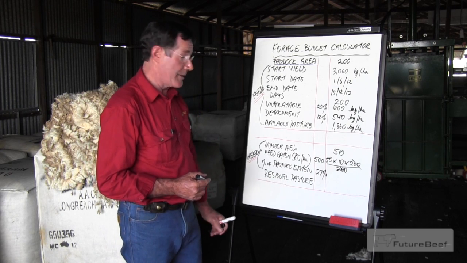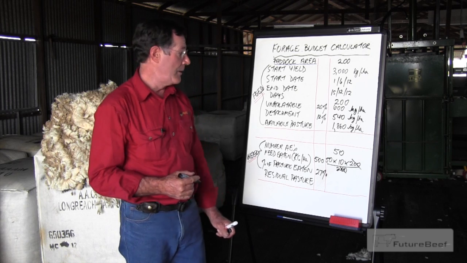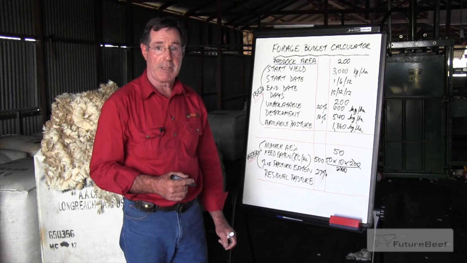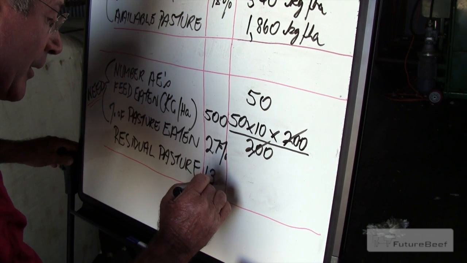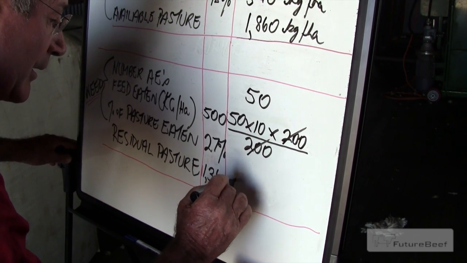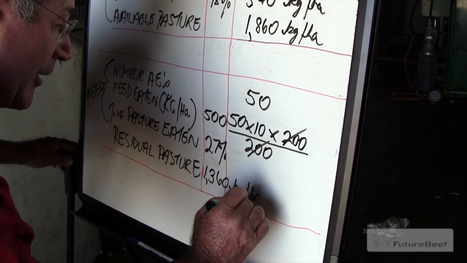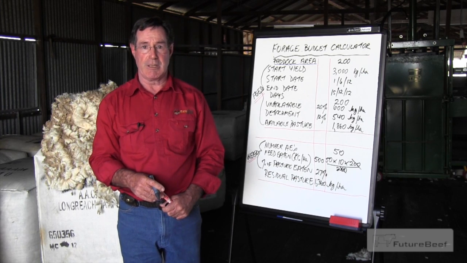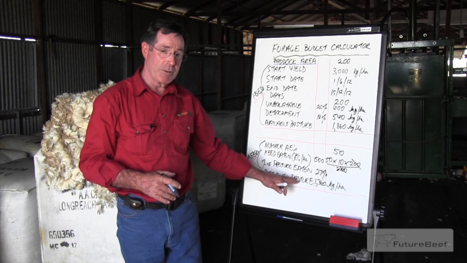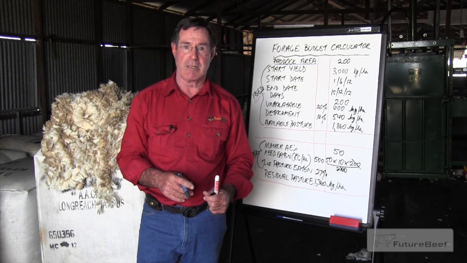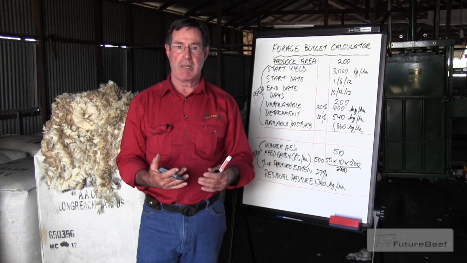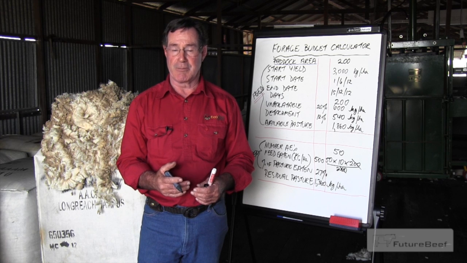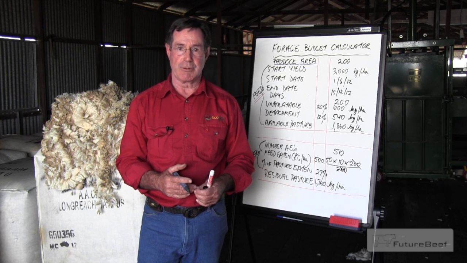The next thing we calculate is how much is left at the end of the grazing period. So it's 1,860 kilos less 500 kilos per hectare, and the answer is 1,360 kilograms per hectare of pasture left at the end of the grazing period. Now a minimum is 1,000 kilograms per hectare. We need to have a residual of at least 1,000 kilograms per hectare so that we've got plenty of cover for those early summer storms or those spring storms that come through, and we don't lose our most important resource, which is the soil.